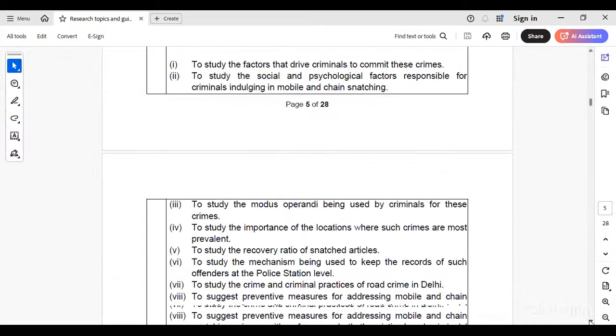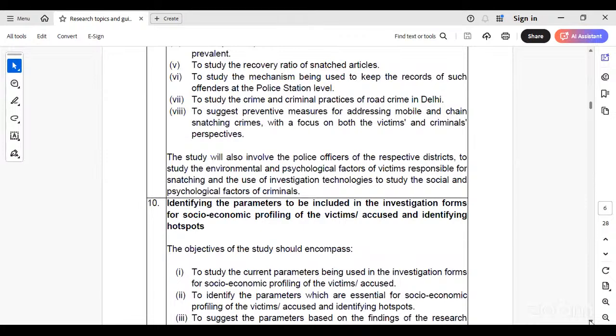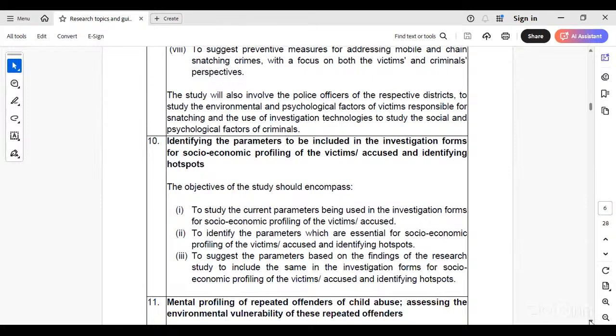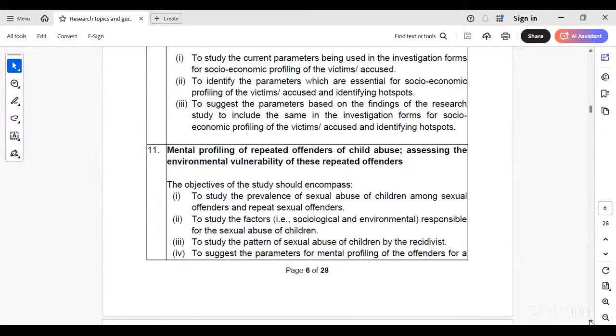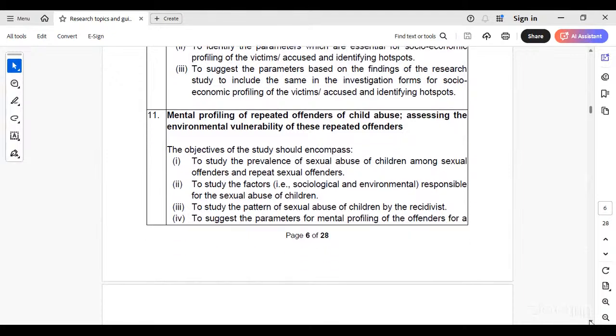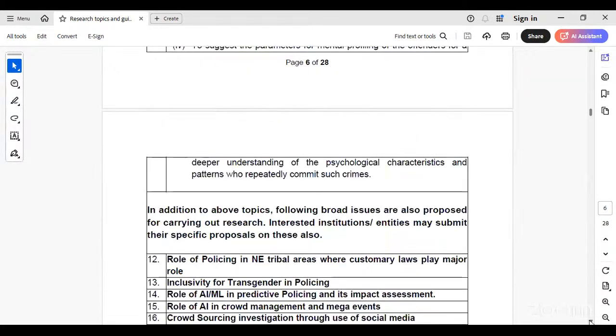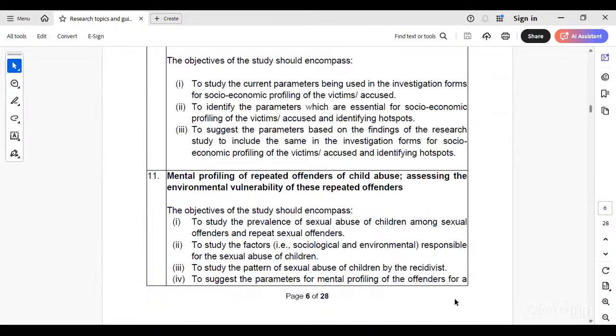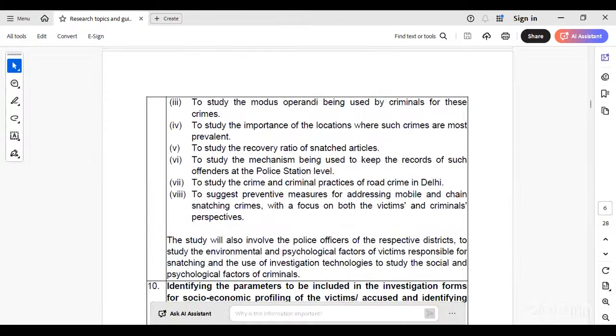Identifying the parameters to be included in the investigation forms for socioeconomic profiling of the victims and accused, and identifying the hotspots. Mental profiling of the repeated offenders of child abuse, assessing the environmental vulnerability of these repeated offenders. And there are the 11 topics. Okay, sir. So you see, these topics will guide you. Okay, I have shared this.